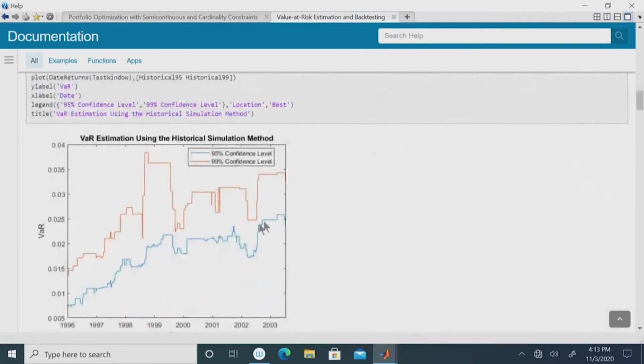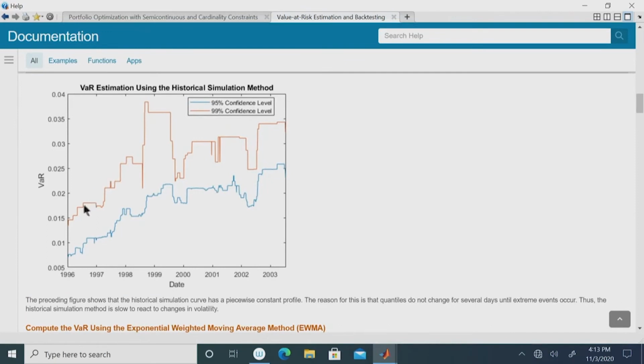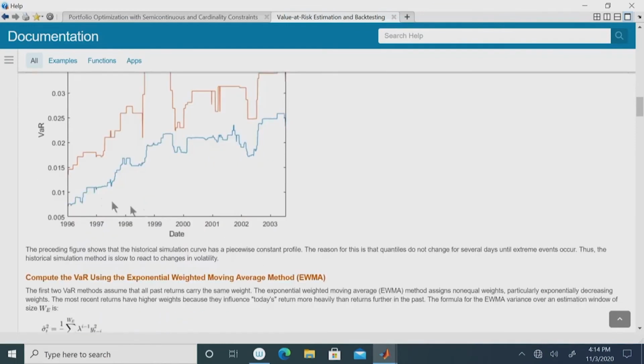We now have an identical graph here. Again, the blue graph is at the 95% confidence level, and the orange one is at the 99% confidence level as before. Just one thing that you need to observe here is that there are periods where this exhibits a constant behavior, and the reason for this is that quantiles do not change for several days until extreme events occur. From this you see that this historical simulation method, while it is very easy to use and does not make use of any assumption about the distribution of returns, also suffers from the drawback that it reacts slowly to changes in the volatility that happens.